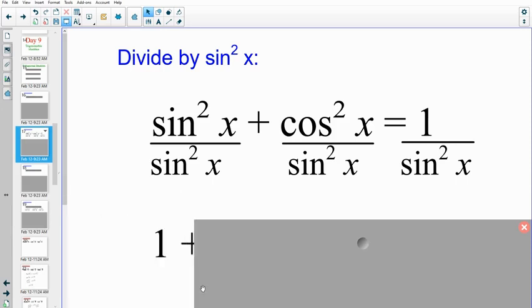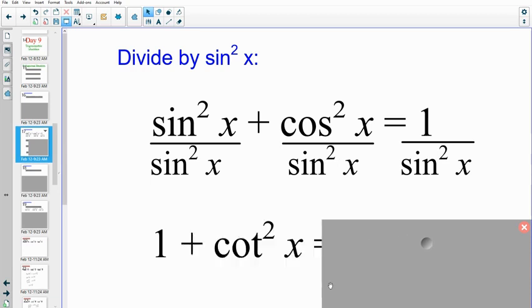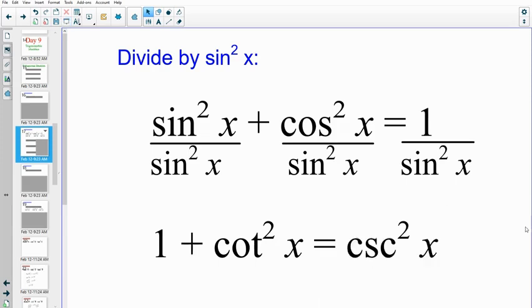And so what we end up getting when we do this is sine squared divided by sine squared. Of course, that's just 1. Cosine squared divided by sine squared. Well, cosine divided by sine is cotangent, and cosine squared divided by sine squared is cotangent squared. And then finally on the right side, 1 divided by sine squared is cosecant squared, the reciprocal of sine squared. And so this is another Pythagorean identity that's going to come in handy for us. If I see a 1 plus cotangent squared, I can replace that with cosecant squared.